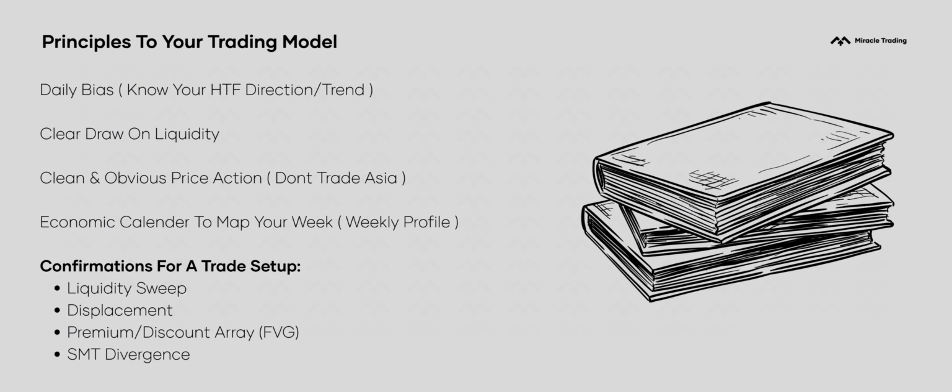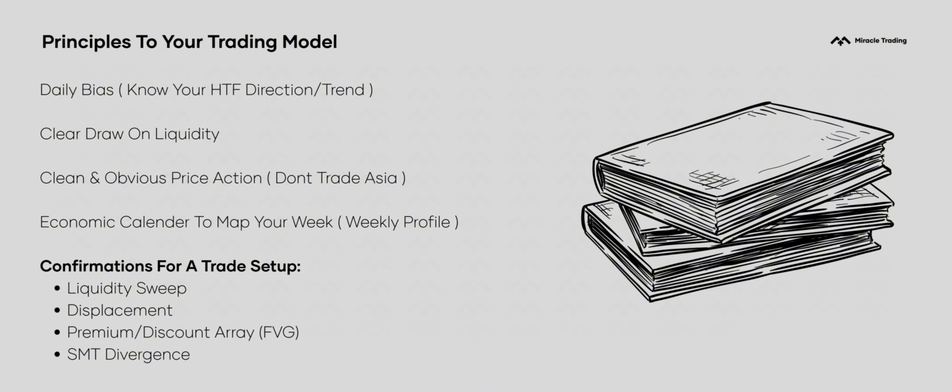Principles to your trading model. These are some principles that should be included in your trading model. Whatever your trading model is based on, if you trade ICT, for instance, you should include these principles. The first one is daily bias. Know your higher time frame direction or trend. It's important to know where you're trading. You have to know the higher time frame direction in order to be in sync with the trend. You have to be in rhythm with the market.